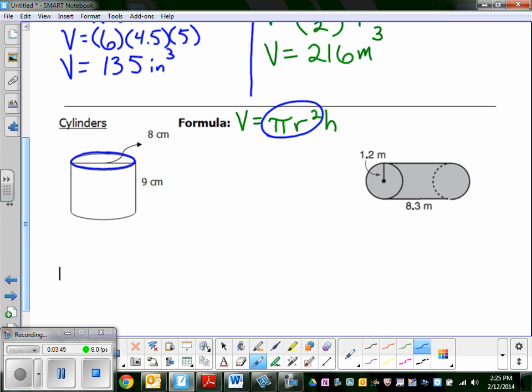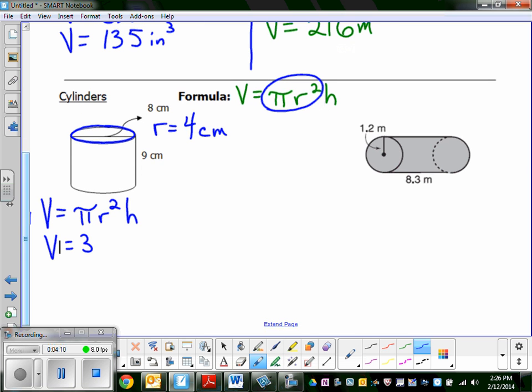In this first example, we're not given a radius, we're instead given a diameter. So we go ahead and find our radius: divide your diameter by 2, leaving us with 4 centimeters. So, to find the volume, we have pi times r squared times h, or pi, which we put in as 3.14, multiplied by 4 to the second power, multiplied by the height of our solid, which in this case is 9. It's a simple order of operations problem from here.